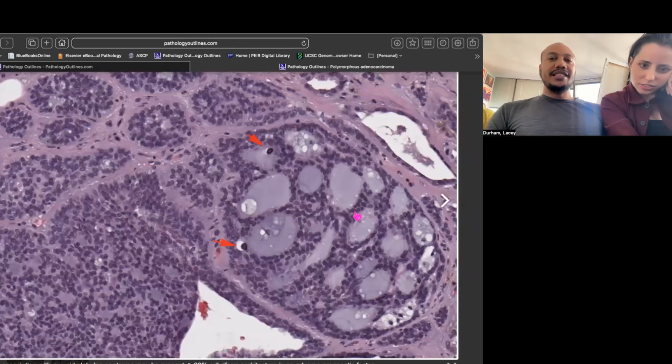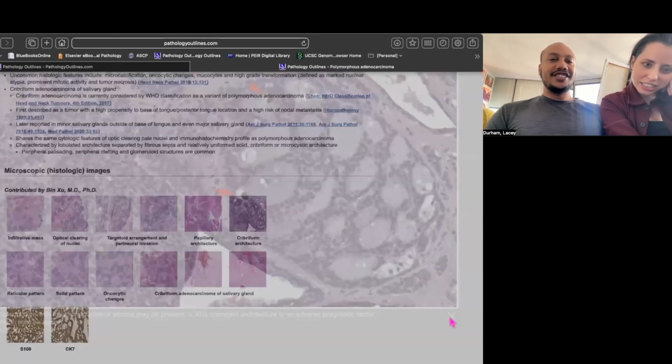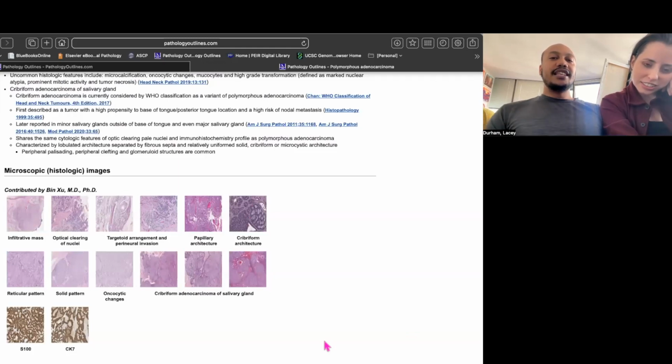This morphology to me is adenoid cystic. No, this side is adenoid cystic to me. But regardless, the whole thing looks like an adenoid cystic. But according to what they say here, this turned out to be a cribriform adenocarcinoma, which is a variant of polymorphous adenocarcinoma. So that's what I'm trying to say, is that everything can look like everything in the salivary gland neoplasms.